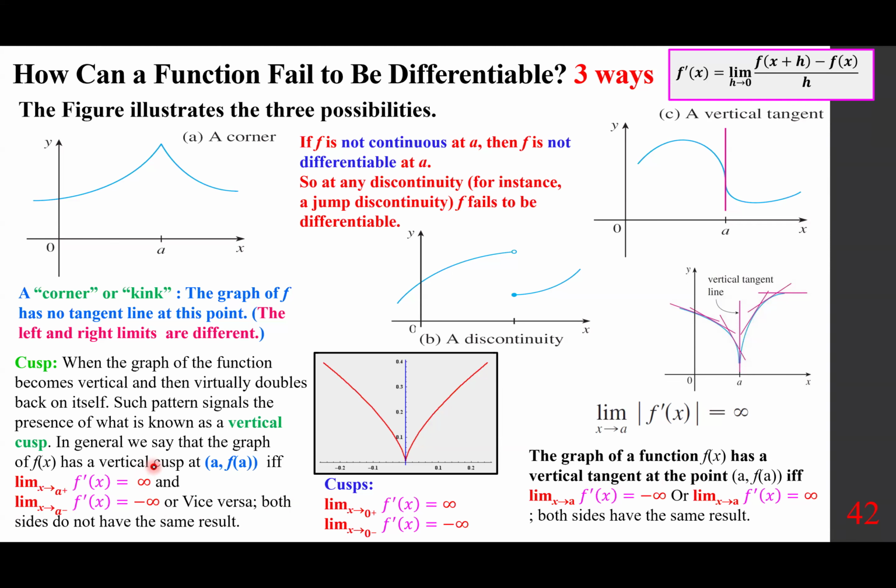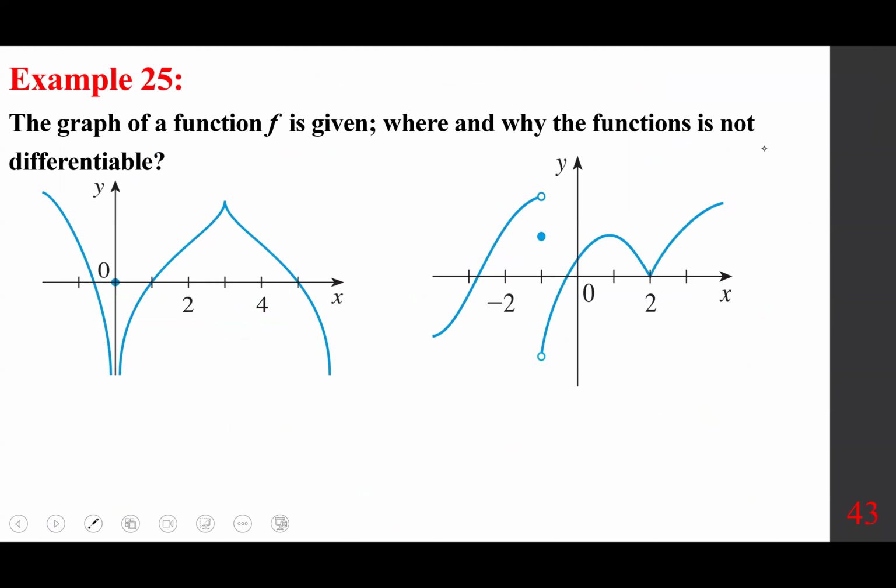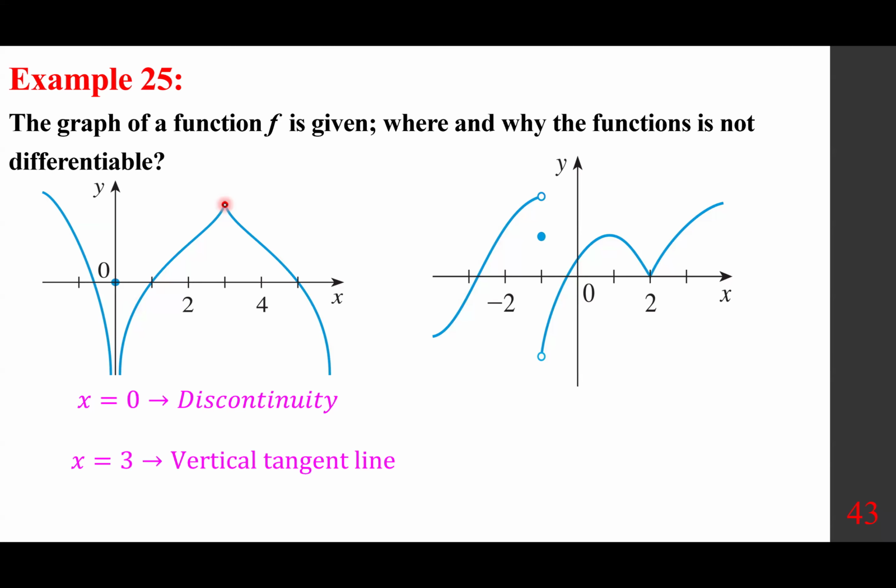So a quick recap. A function fails to be differentiable if it has a sharp corner, a cusp, a discontinuity, or a vertical tangent line. For example, the graphs are given here; where and why is the function not differentiable? We want to discuss those. Obviously, at 0, there's a discontinuity, or you can see a vertical asymptote. Now this one, at x equals 3, that's a vertical tangent line.